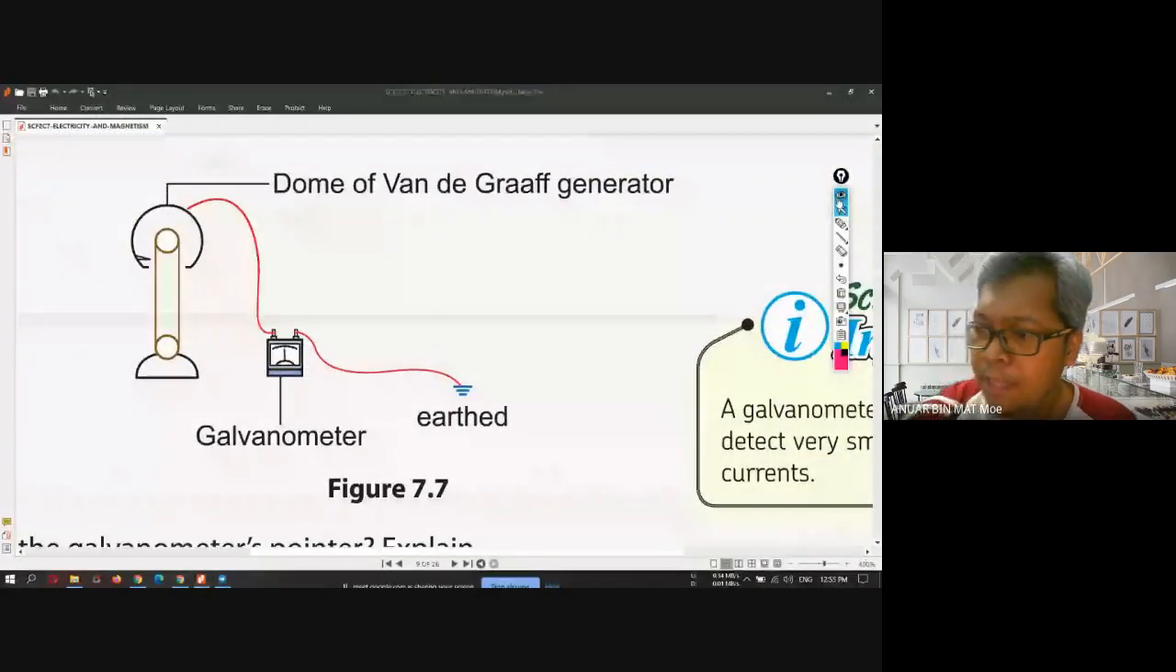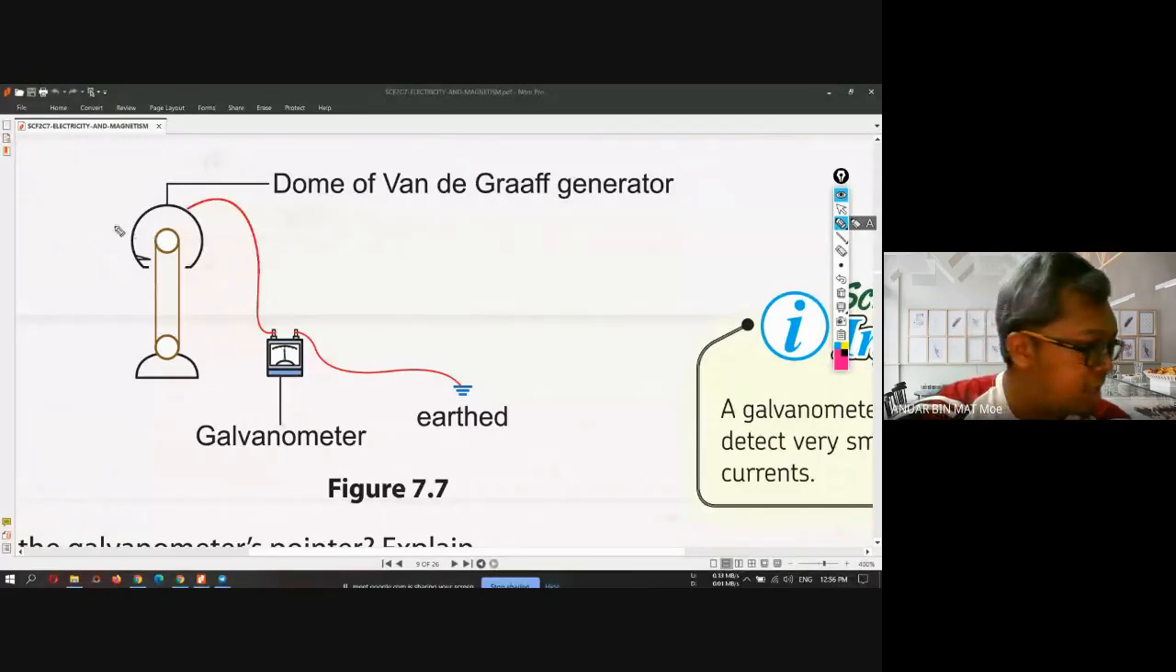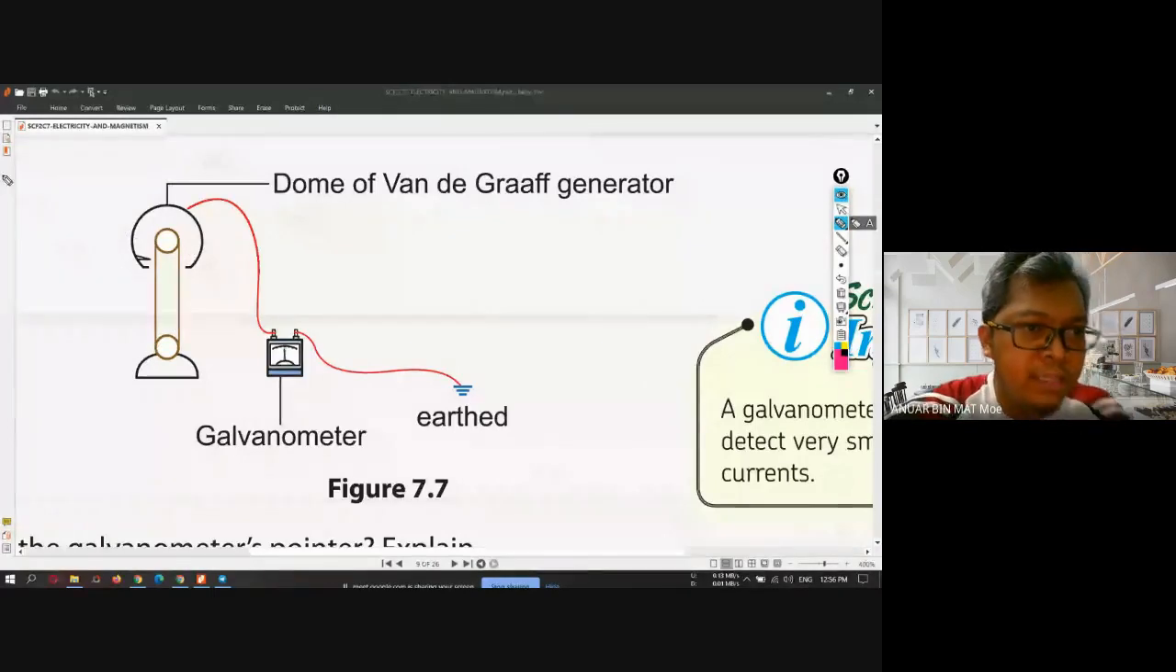Okay. So, what is electricity all about? You know that the Van de Graaff generator is the tool that we can use to create the electrostatic charges. If you still remember, if I turn on the Van de Graaff generator, what happened to the dome here? What is the charges produced? There will be negative charges.